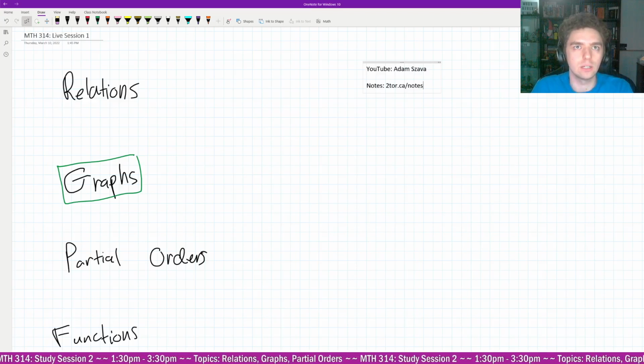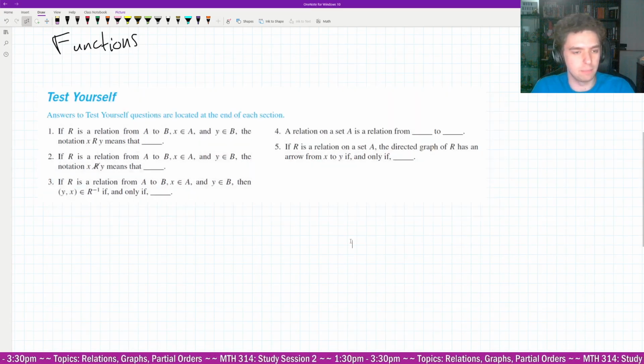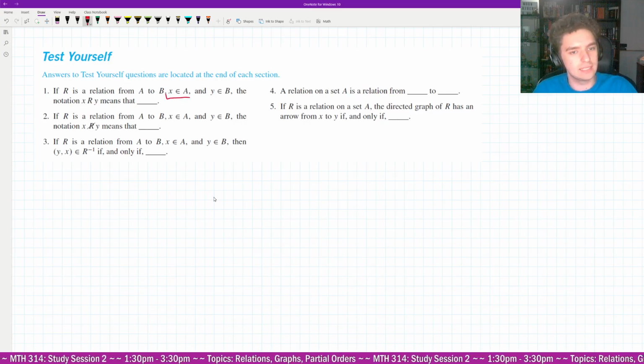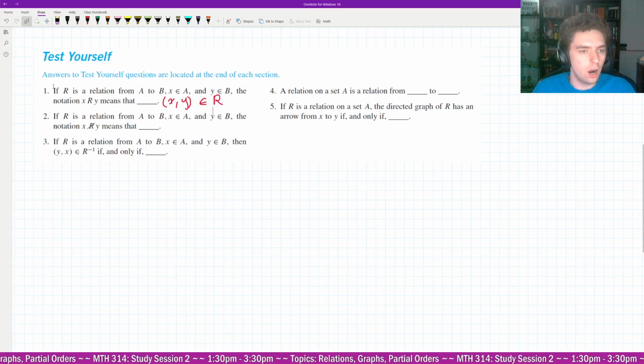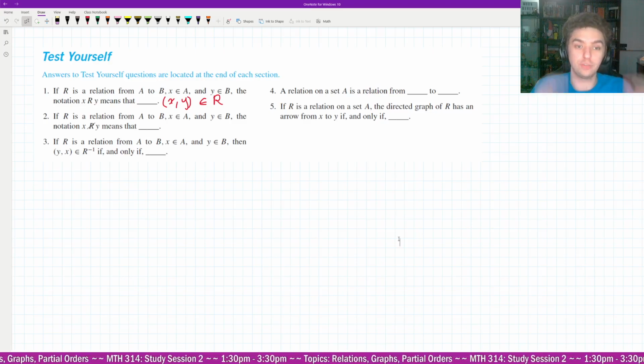So let me just start here. Here's a bunch of fill in the blank questions, which are pretty good from the Susanna Epp textbook, just to really hopefully understand what a relation is. So if R is a relation from A to B, X is in A, Y is in B, the notation X R Y means that the point X, Y is an element of R. R itself, the relation, is just a set. It's a set which is a subset of A cross B. What that means is, in fancy words, R is a bunch of ordered pairs.